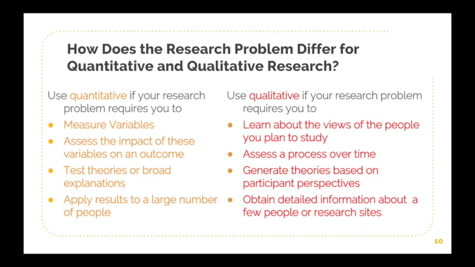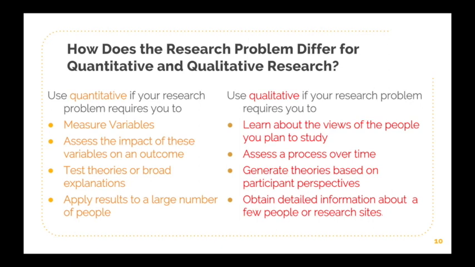In quantitative research, point one is to measure variables. The variable must be measured with data. Point two is to assess the impact of this variable on the outcome. Number three is to test theories and broad explanations. And number four is to apply results to a large number of people. It's about numbers, collecting data, in quantitative research.